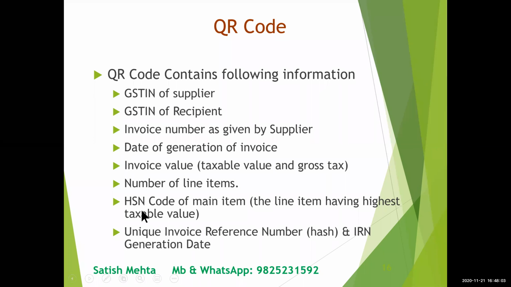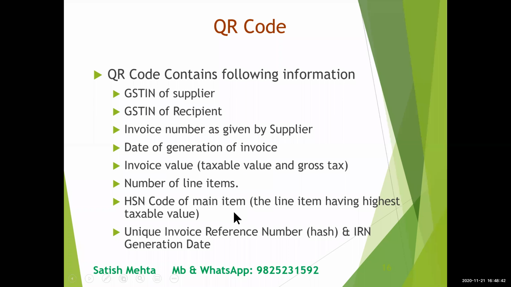It is based on the following data: the GSTIN of the supplier. In the QR code, your GSTIN number is included, your recipient's or customer's GSTIN number is included, whatever invoice number you have given is included, the date of generation of the invoice is also included, and the invoice value, taxable value as well as gross value are included. The number of line items, how many items are sold, is included. Only the total count is included; each and every item line is not included.